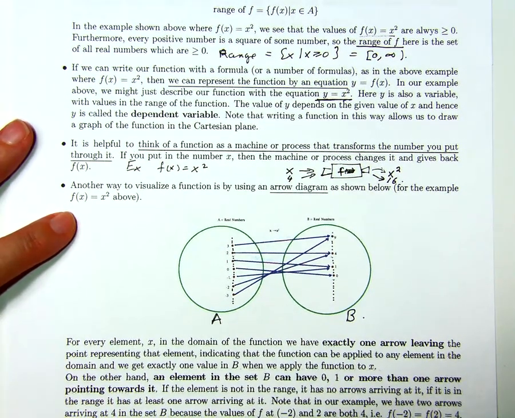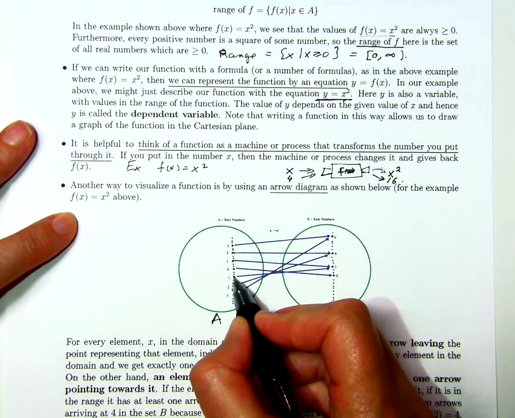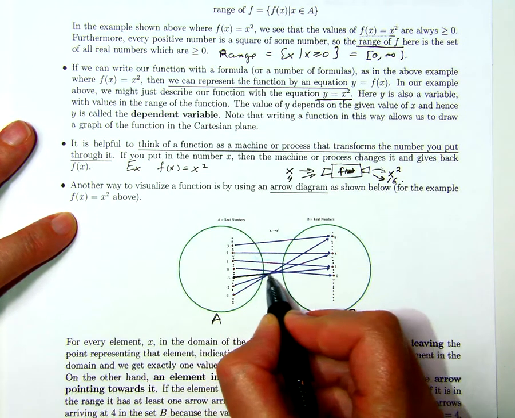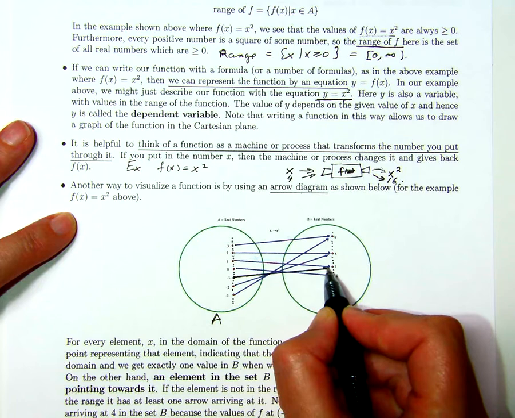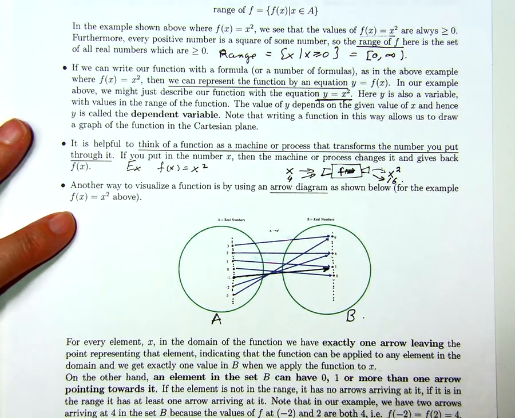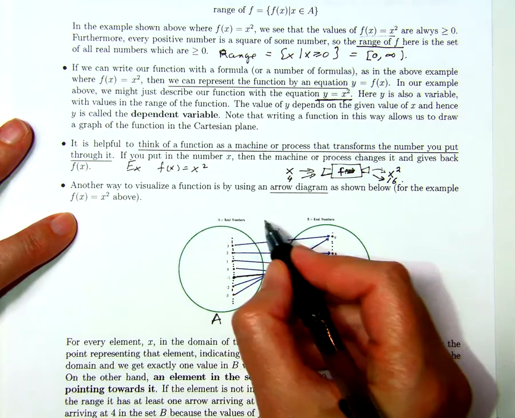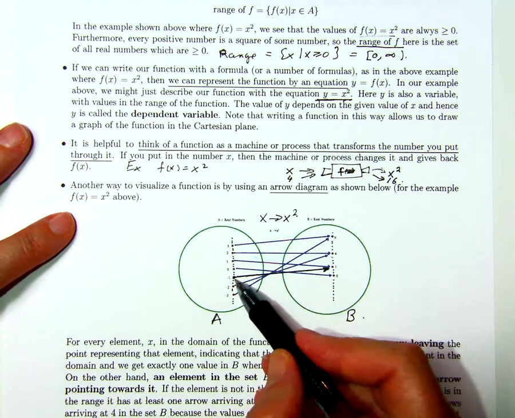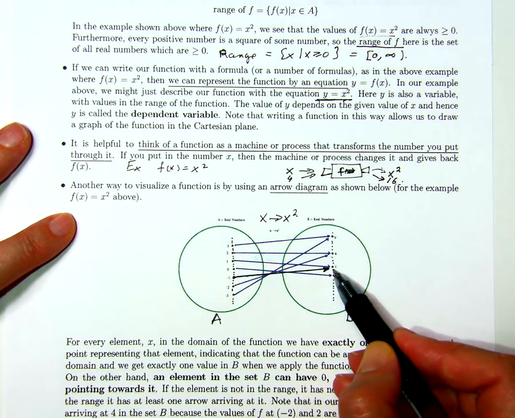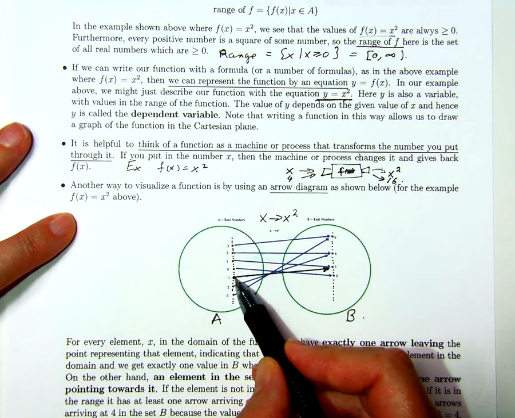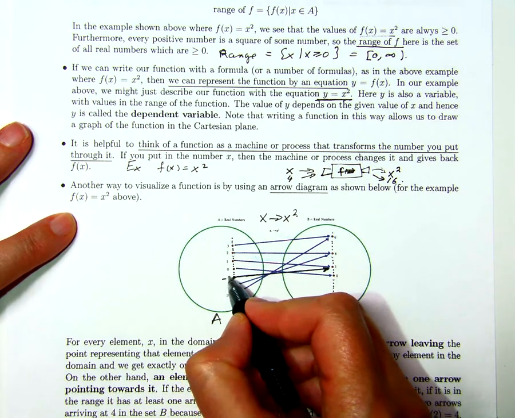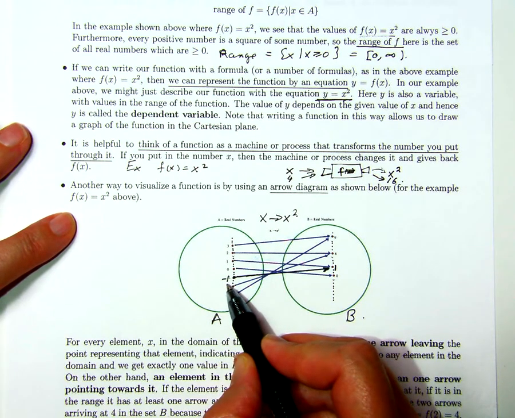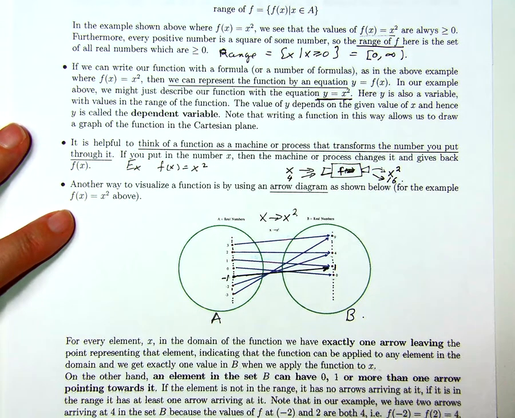And for each point in A, when we apply f of x to it, it gives us a value in B, so we draw an arrow from that point in A to the corresponding value when we apply the function to that value, the value we get in B. So I draw an arrow from -1 in A to 1 in B. This is -1 and this is 1, because when I apply the function to -1, I get the value 1 in B.